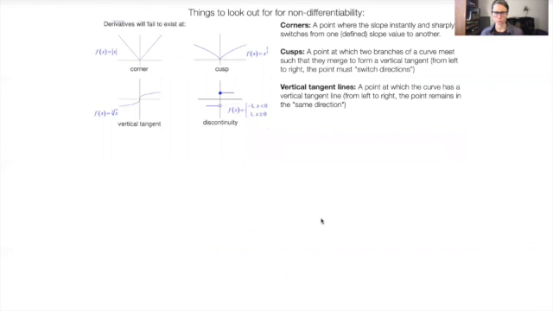Okay, and then just a quick little summary slide here. Differentiability is tied to the difference quotient, it's tied to the derivative existing. So non-differentiability would be the derivative does not exist. Derivatives will fail to exist at corners, cusps, and vertical tangents. Those are the ones we talked about already. The ones we haven't talked about are just discontinuities.